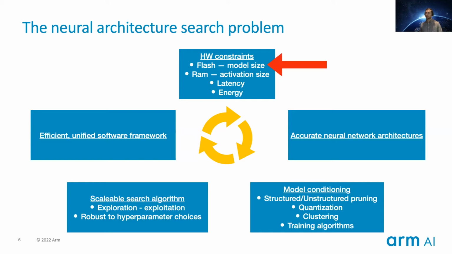For the purposes of this talk, I'm just going to focus on one of the hardware constraints, which is a constraint on the model size that comes from the limited flash memory in the hardware. And I'm going to focus on this constraint for two reasons. One is because I'm going to exploit this new feature in ARM NPUs, which allows for model compression.